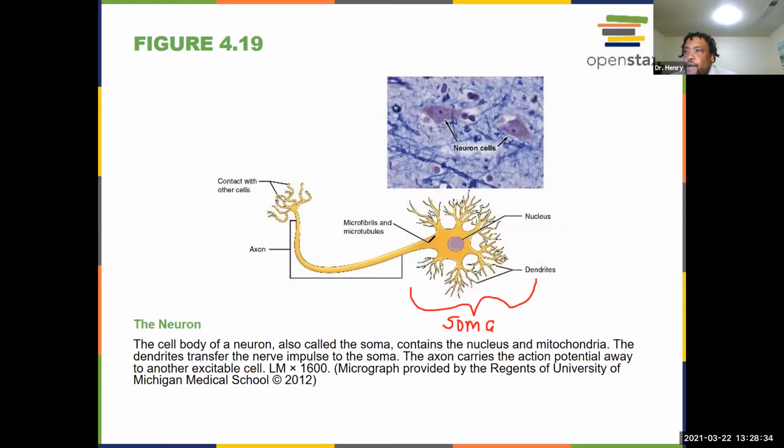Let's see. Here you're going to have microfibrils and then microtubules, and then at the end you have dendrites, which are going to be used for connective purposes. At the other side, you're also going to have some dendrites here, but these are used for connecting other cells that are further along. Okay, so it's for sending those nerve impulses through.